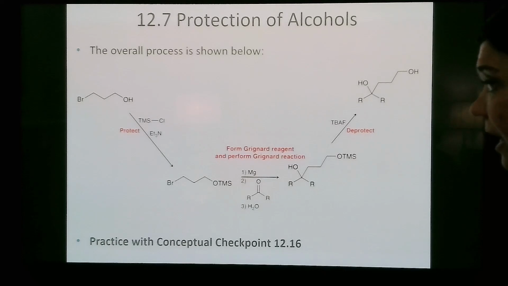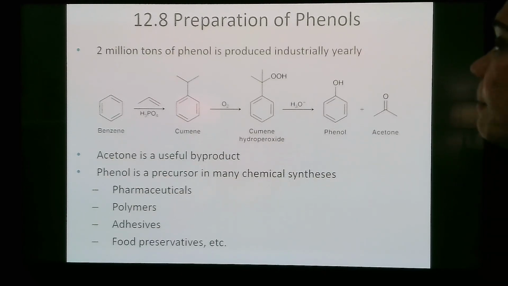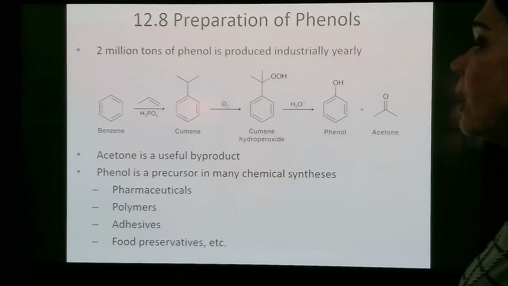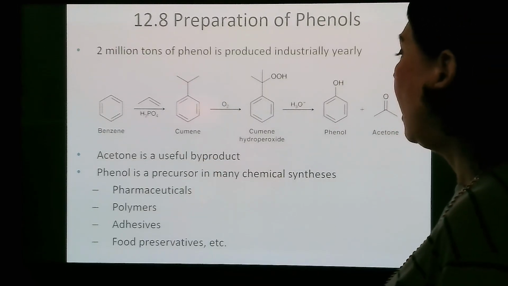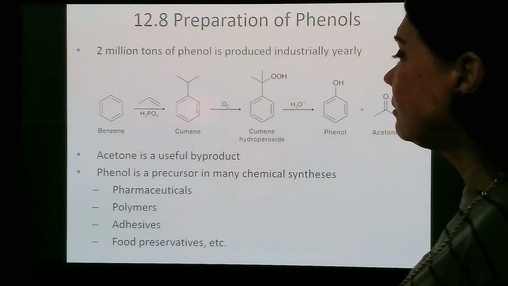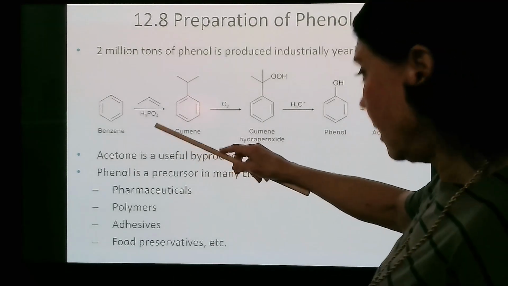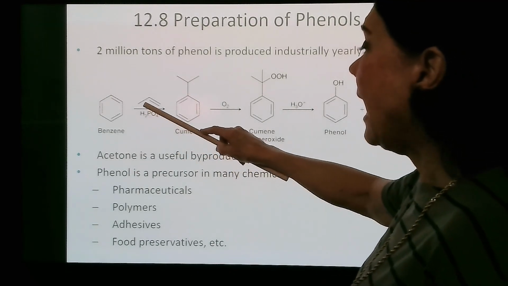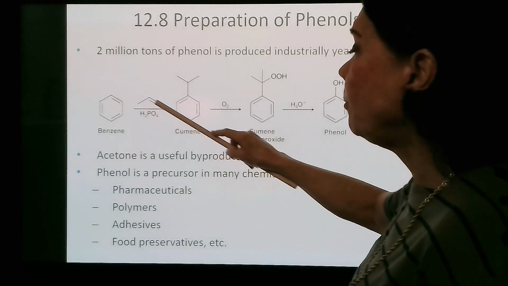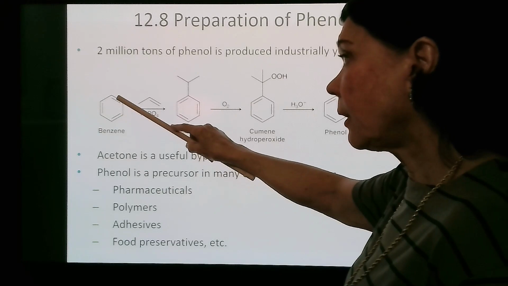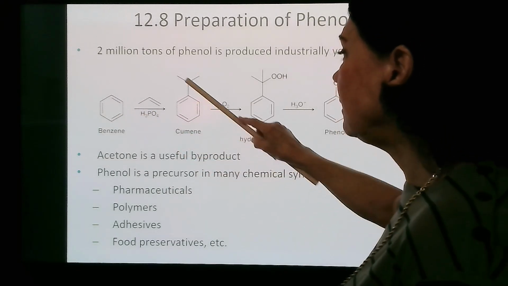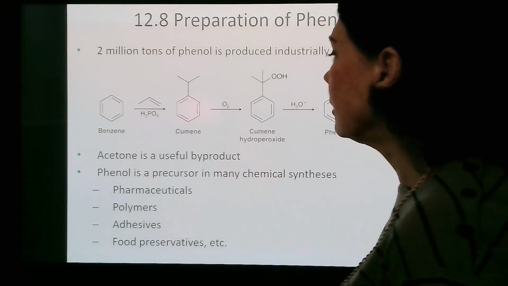So this is a good example of that. So now, preparation of phenols. So here, what is typically used for this is phosphoric acid and propene. And so then this functionalizes benzene, gives you an isopropyl group on here.